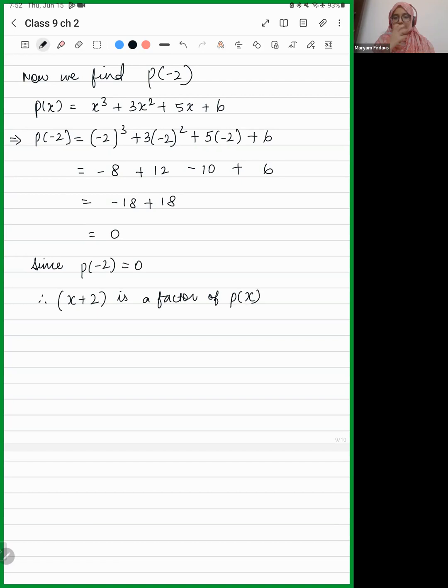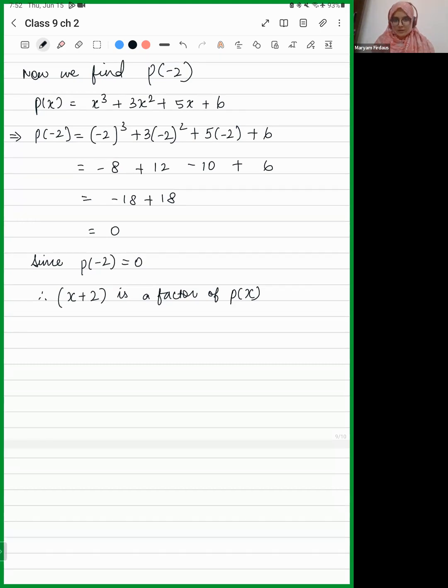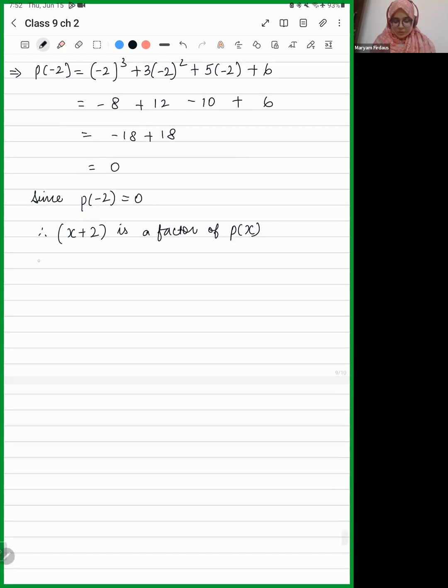Okay. Let's do a few other questions. So the next question is, P(x) is 3x square plus 6x minus 24, and we have to see whether x minus 2 is a factor.